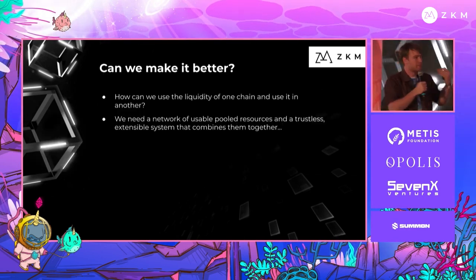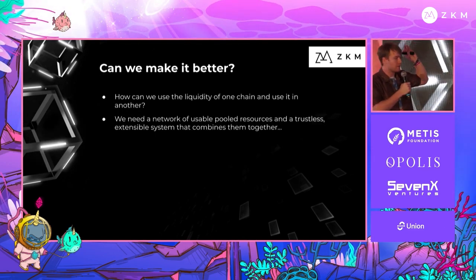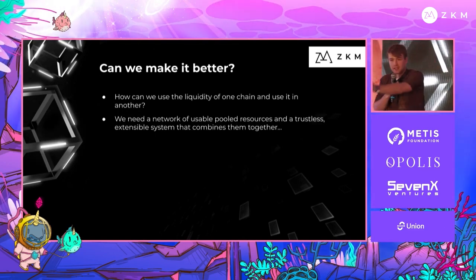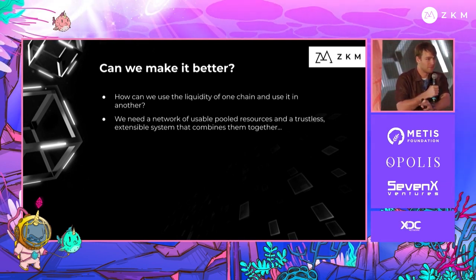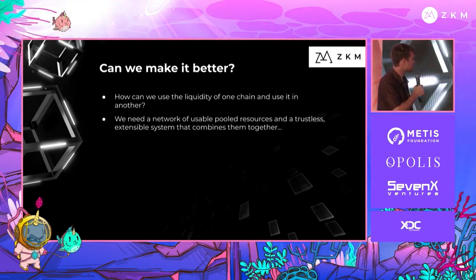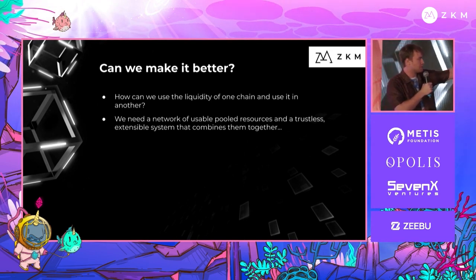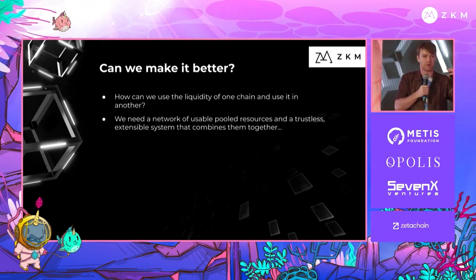So how can we make this better? How can we use the liquidity of one chain in a completely different chain, in a completely different ecosystem, unrelated to each other? Well, we need a network of usable, pooled resources and a trustless, extensible system that combines them all together.